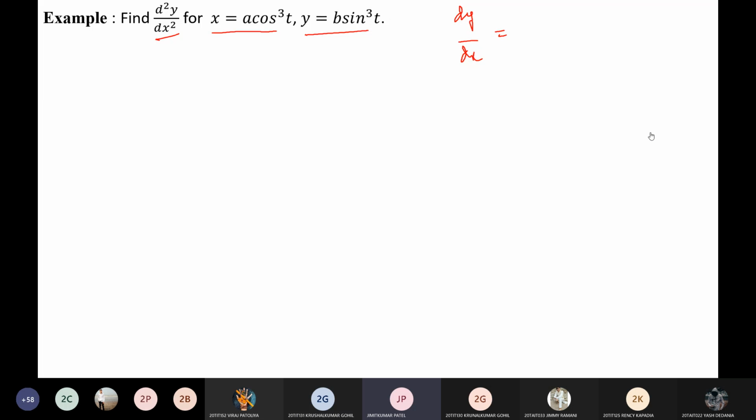One by one, please raise your hand. I will speak your name, then you can answer. If you want to say something, please raise your hand. Yes, Viraj. Sir, first we will find dy by dt and then find dx by dt and divide them. Okay, very good.